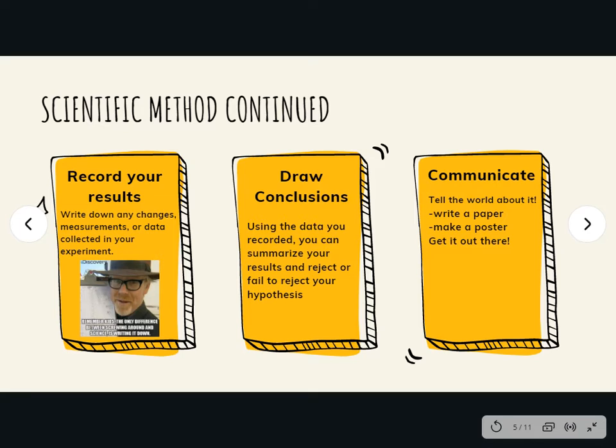So after you've got your results recorded, then you draw your conclusions. You don't make any assumptions while you are collecting your data, while you are carrying out your experiment. You lean one way or another, but you can't really make a decision until you sit down and look at your data, and that's when you draw conclusions. That's when you use the data you recorded to summarize your results and either reject or fail to reject a hypothesis. That's a big thing with science, right?